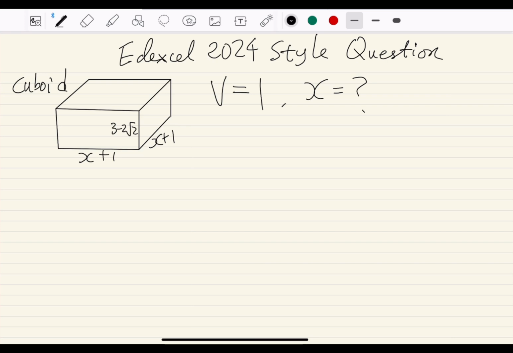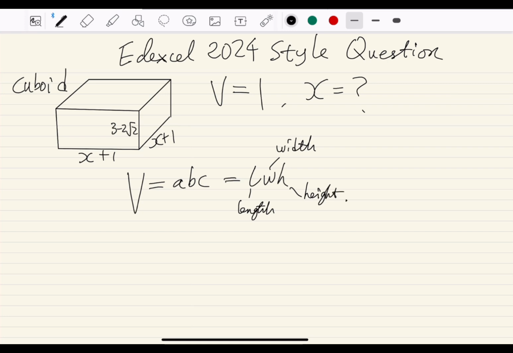How can we find the volume of a cuboid? Of course, you know it will be length times width times height, or we just use A, B, C to represent each different side. You can also use L, W, H to represent length, width, and height. So when we have that information, we can calculate the volume of a cuboid. We know already the volume of the cuboid is 1.